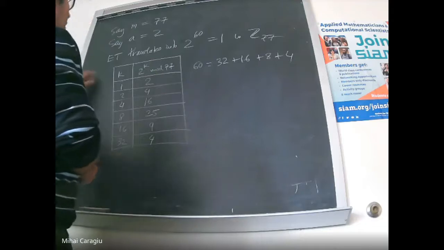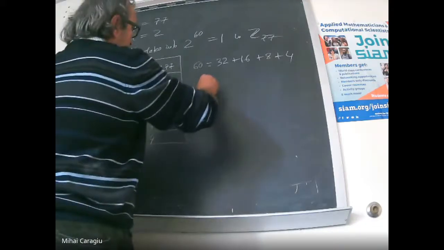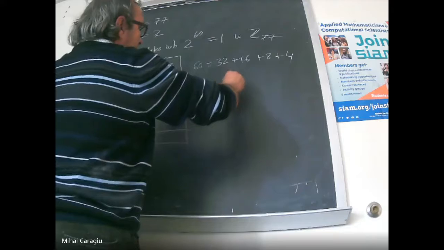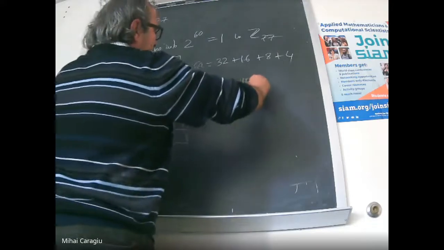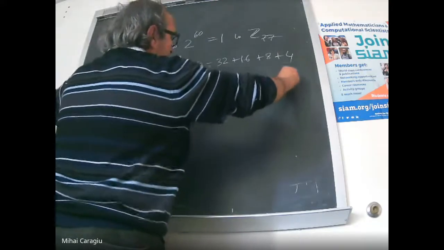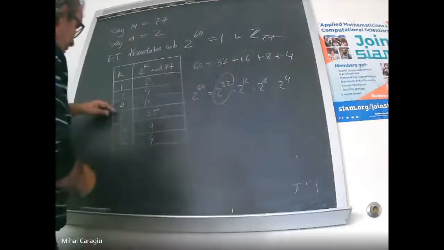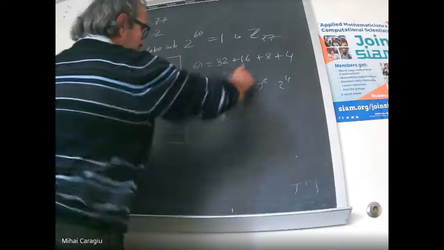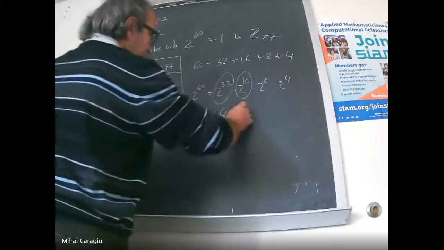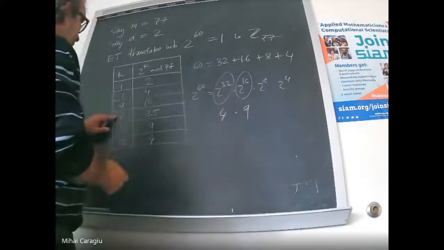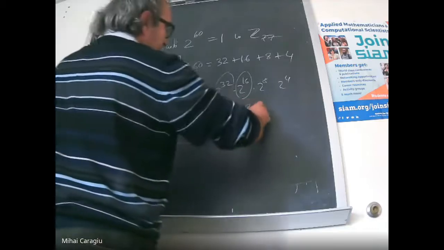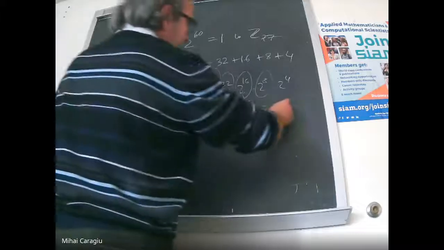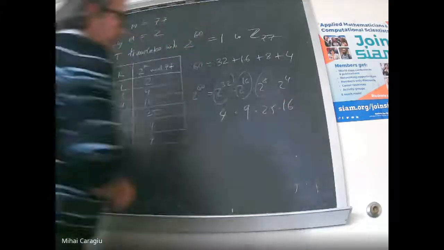And then to the power 60, therefore, is to the power 32 times to the power 16 times to the power 8 times to the power 4. And from the table, this will be 4 times 9 times 25 times 16. Let's do it by hand.